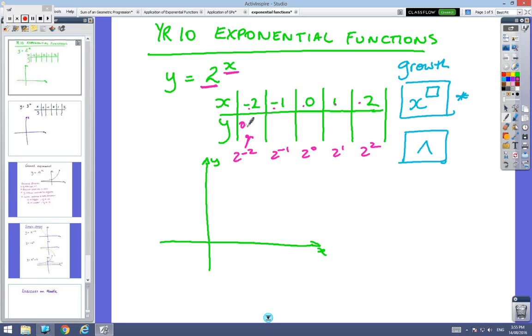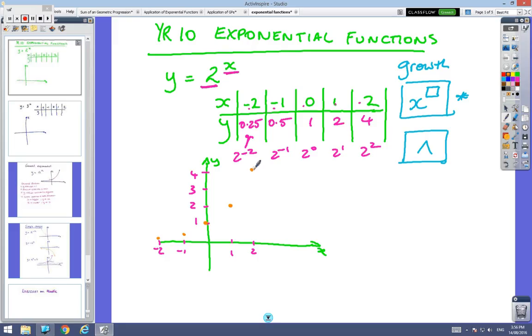Okay, so you should have got 0.25, 0.5, 1, 2, and 4. Like 2 squared is 4. Okay, so when you plot it, here's minus 1, here's minus 2, here's 1, here's 2, and up the vertical axis 1, 2, 3, 4. So the first value when we plot it is probably about there, a quarter, and then a half, and then 1, and then 2, and then 4.